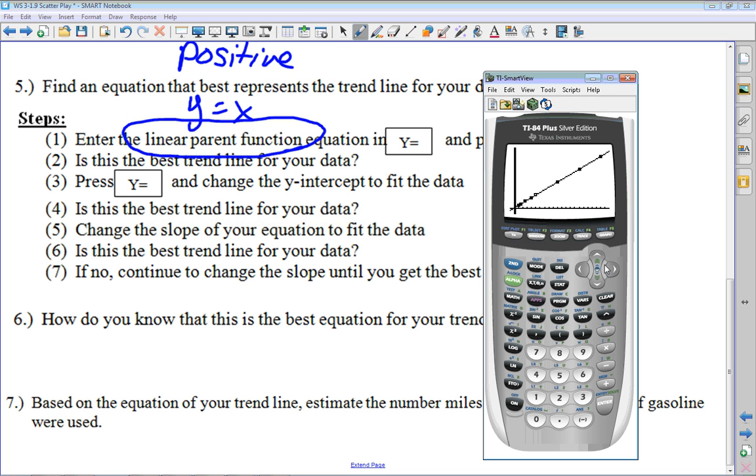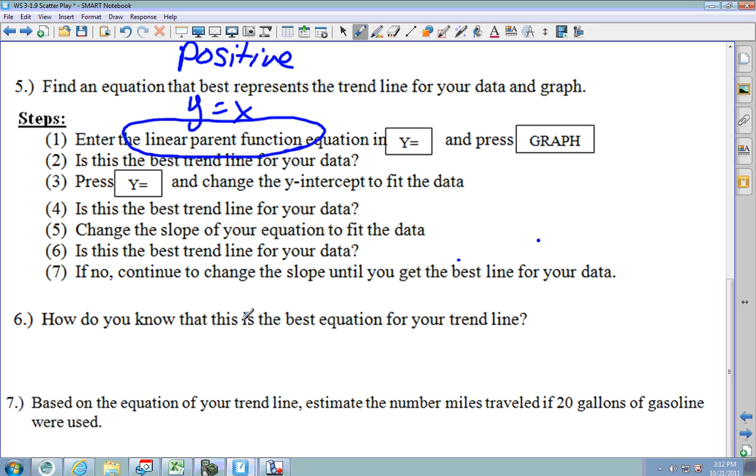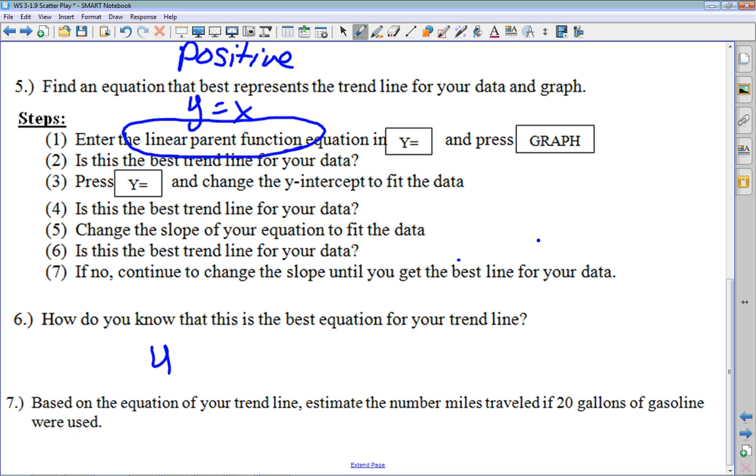So first off, my equation is going to be y equals 4x. And how do I know that it's the best equation for the trend line? It goes through most of the points.